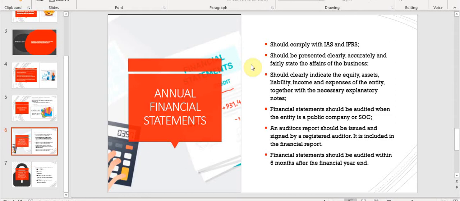Financial statements should be audited within 6 months after the financial year end. So in other words, if you have a year end of, let's say, December 2021, by the end of June 2022, we need to have an audit report that has been signed and is ready to be made available for the shareholders or anyone else who has access to it to view it.